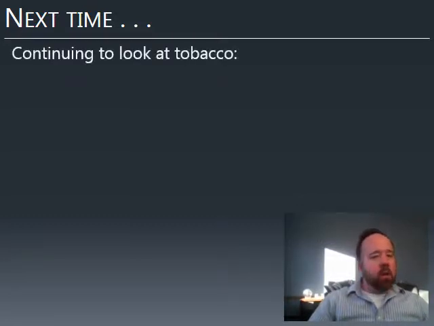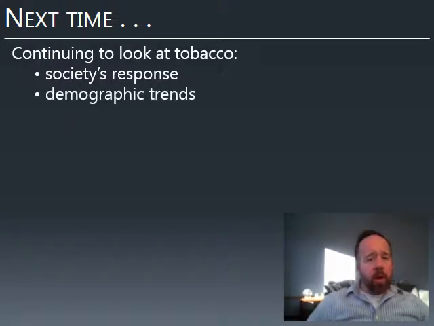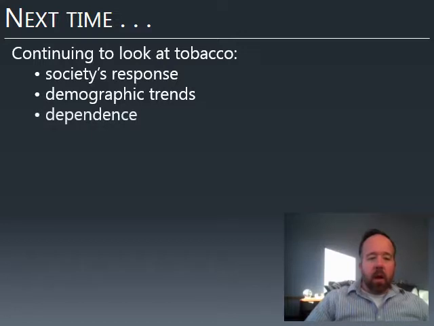Next time, we'll continue to look at tobacco, and really we'll look at a more social level. What has society's response been to tobacco, especially in terms of regulation? Also, what are the demographic trends? Who smokes? Who's likely to smoke? Why do they start smoking? What form of tobacco are they using? And dependence. Why is it so easy to become dependent upon nicotine? And once dependent, what can you do? So that will all be discussed next time, and I will see you then.